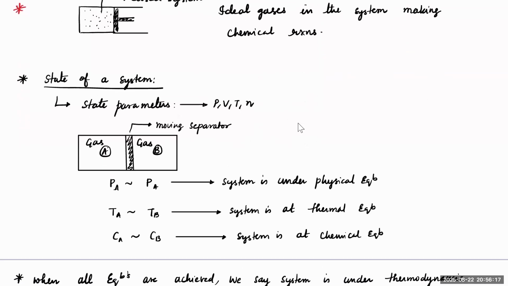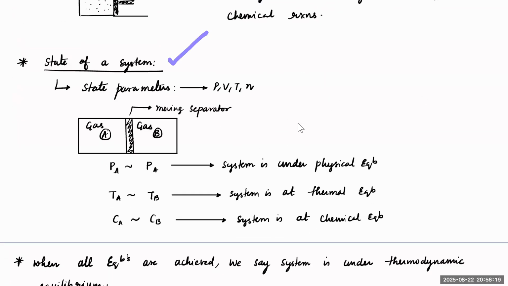Okay. Next one is about the state of a system. Once we have decided what we are studying, that we are studying the ideal gas in an enclosed container with a movable piston, that is our ideal system. In that, we are trying to figure out what is the state of that system. State implies the parameters that are associated with it.